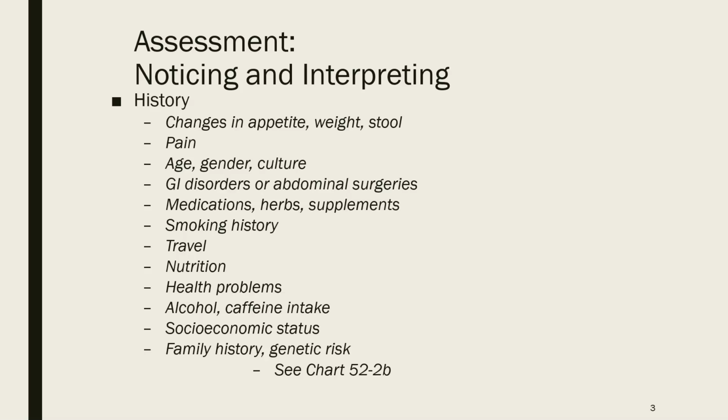What is the age, gender, and culture of your patient? Have they ever had any GI disorders or any abdominal surgeries? What medications do they take? Herbs, supplements? Do they have a history of smoking? Have they traveled anywhere, especially to foreign countries? What other health problems do they have? Do they smoke? Do they use alcohol? What is their caffeine intake like? Their socioeconomic status? Do they have any specific family history? It's important for you to take a good look at chart 52-2B. Okay?